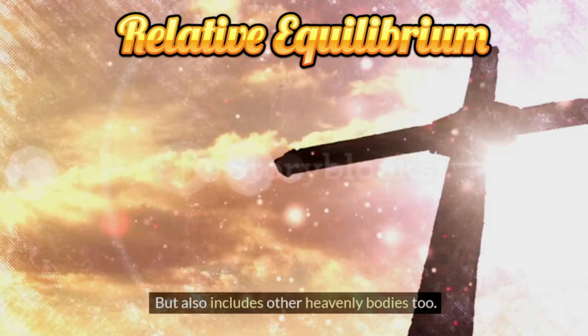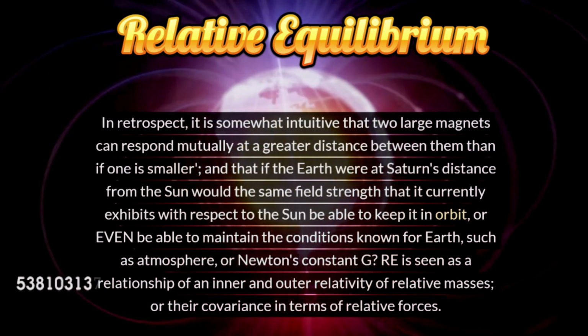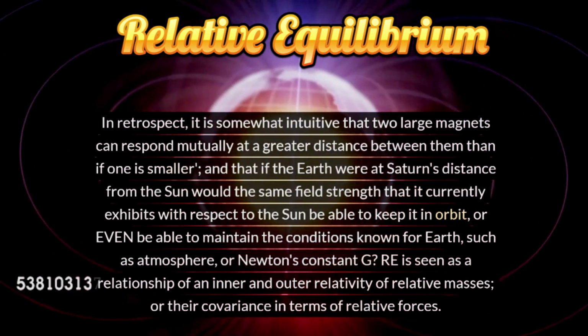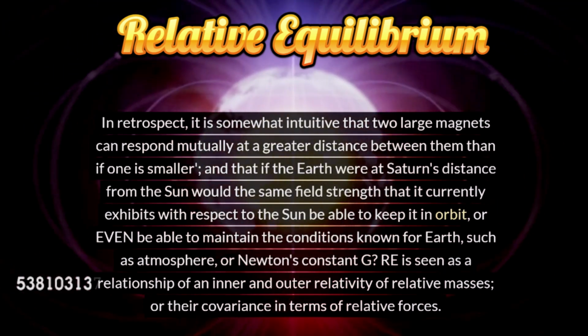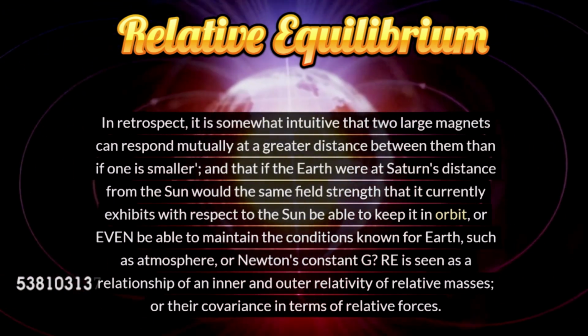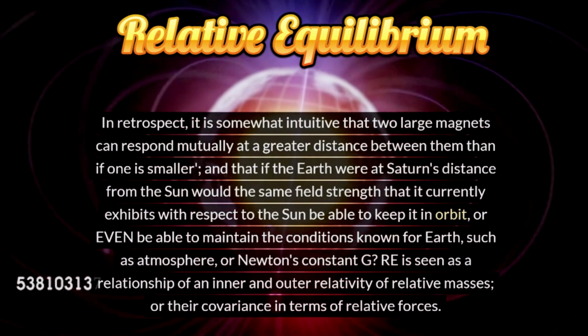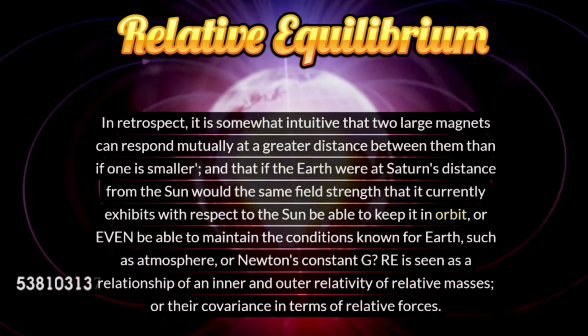In retrospect, it is somewhat intuitive that two large magnets can respond mutually at a greater distance between them than if one is smaller, and that if the Earth were at Saturn's distance from the Sun, would the same field strength that it currently exhibits with respect to the Sun be able to keep it in orbit, or even be able to maintain the conditions known for Earth, such as atmosphere, or Newton's constant g.